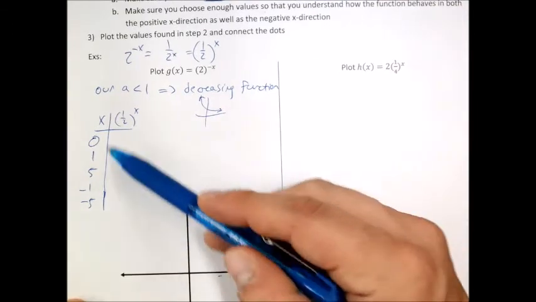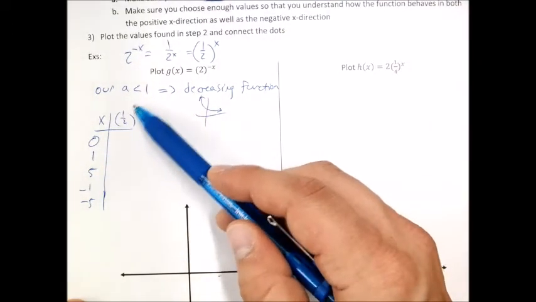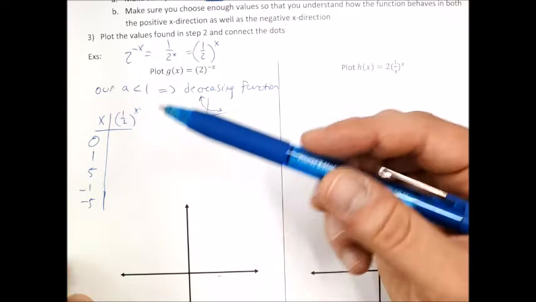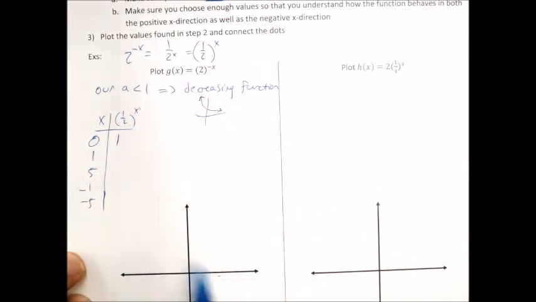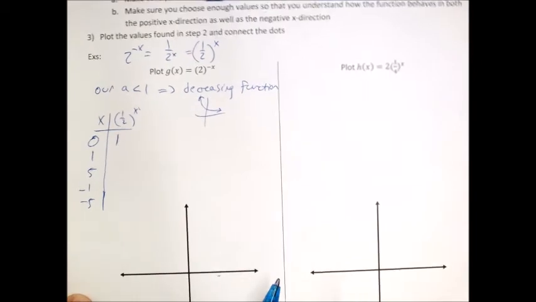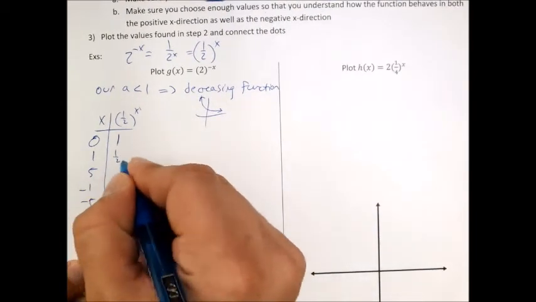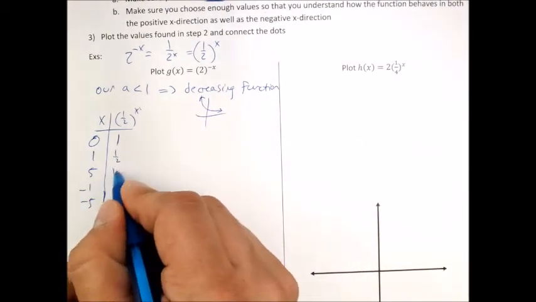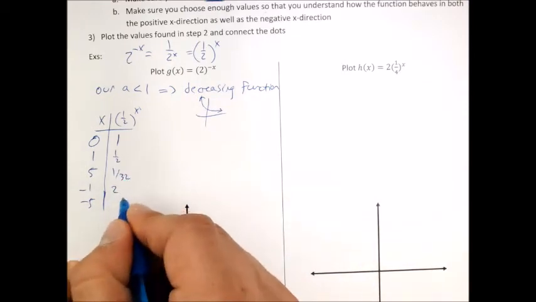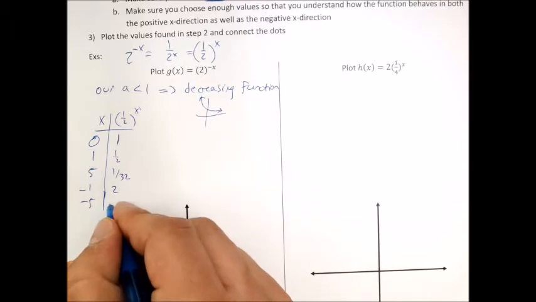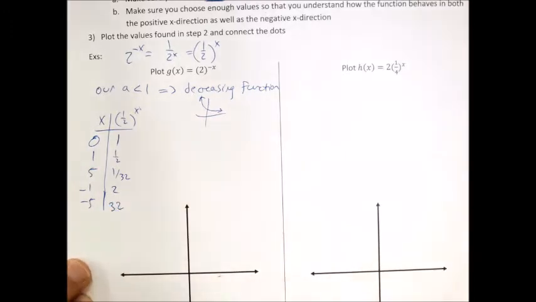And when I plug these values into this x, right, I did this ahead of time, and I got the following. When you plug a 0 in there, you get 1, right? You get 1/2 to the 0, which is 1. When you plug a 1 in there, you get 1/2. When you plug 5, you get 1 over 32. When you plug a -1 in, you get 2. And when you plug a -5 in, you get positive 32.